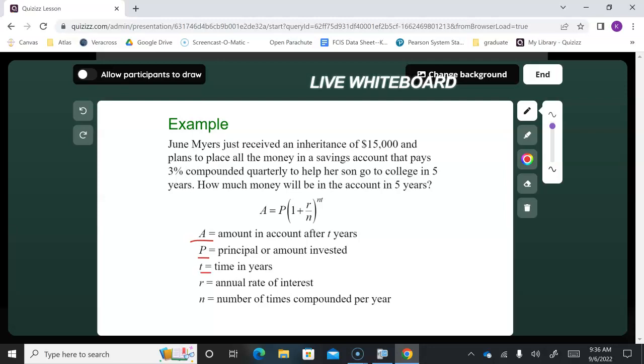T, time in years. And this is very, very, very important. It's always in years. I don't care what unit of time they give you. What goes into the formula is years. So if they say it's invested for 36 months, what's my time going to be? 3 years. 6 months. 1 decade. 10 years.